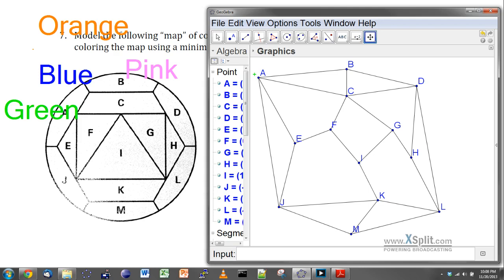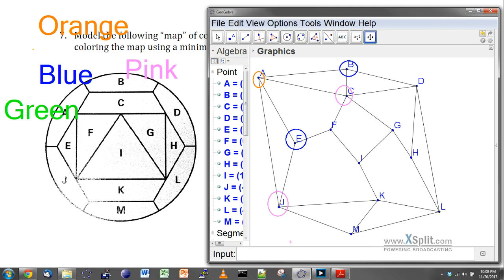So I'm going to start with my orange. A is orange. My second one was blue. Anything that's connected to A, I'm going to put as blue if I can. So that's blue. I'm going to place a blue one right there. I see that C and J cannot be blue because they're connected with some blue ones. So I'm going to make them pink now. All right, I'm going to make both of those pink.